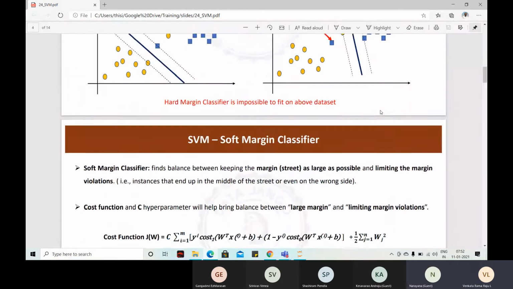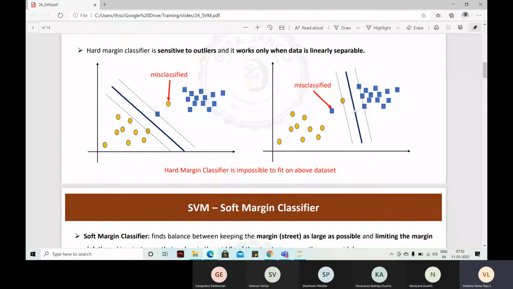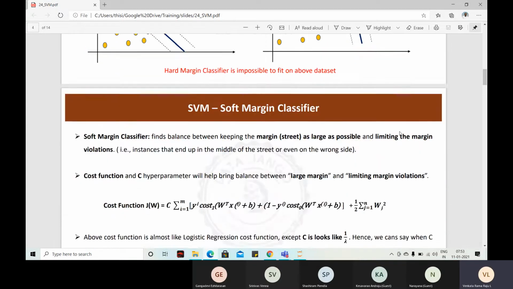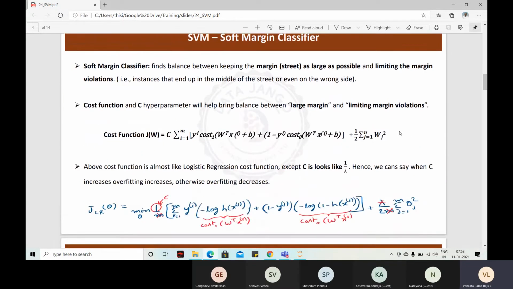So that is a hard margin classifier. You can do it using a soft margin classifier, but doing a hard margin classifier is not suggestible. Indeed, 99% of the time it may not happen.